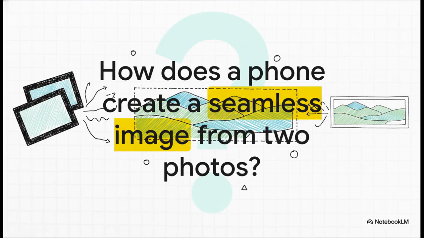So this is the big question, right? Your phone is snapping a whole series of photos that overlap just a little bit. But how in the world does it know exactly where one picture ends and the next one begins so it can stitch them together without you ever seeing the seam? That's the mystery we're going to solve.